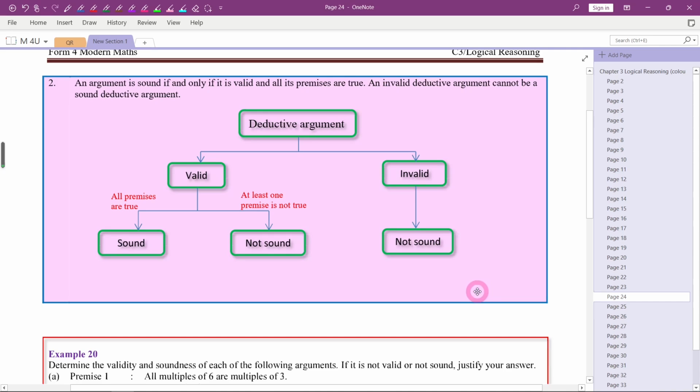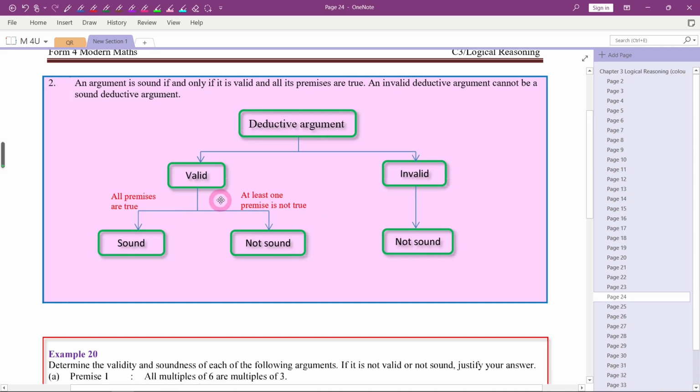Okay, next, let's look at the soundness of a deductive argument. Just now you learned about valid or invalid. So a deductive argument can be valid or invalid. If it is valid, it can be sound or not sound. If there exists a false premise, then it is not sound. If all the premises and the conclusion are true, then it will be sound.